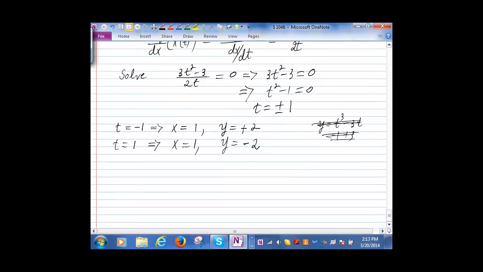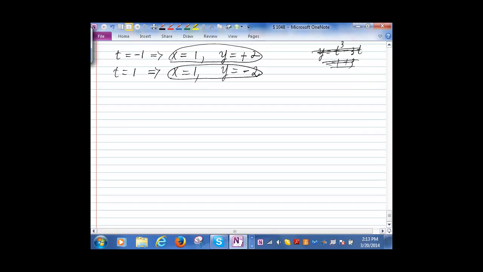All right. So I get these 2 points, right? One is this, the other one is this. At these 2 points, the tangents are horizontal. Okay. So that was 3. How about finding points where tangents are vertical.